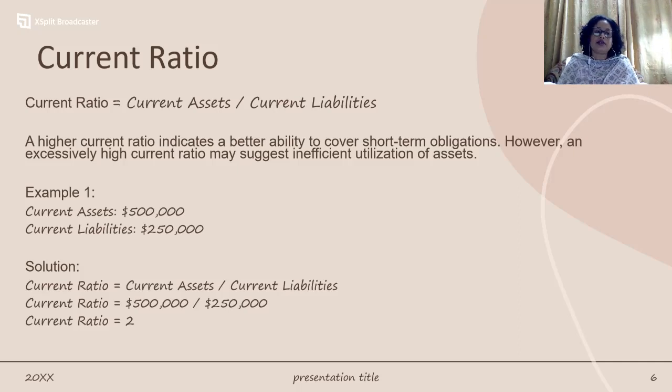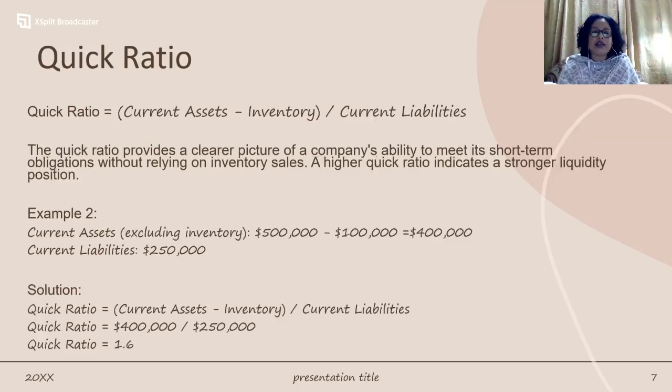Suppose here in this example the current asset is 5 lakh, current liabilities is 2,50,000. According to the formula, current asset by current liabilities, that is 5 lakh by 2,50,000, current ratio is 2. So that is an ideal ratio.